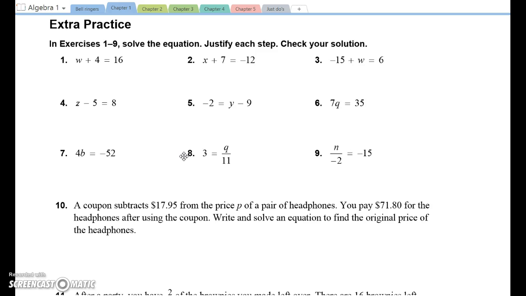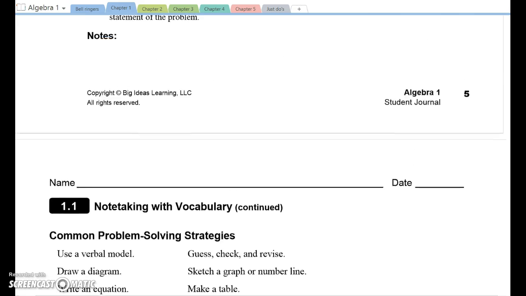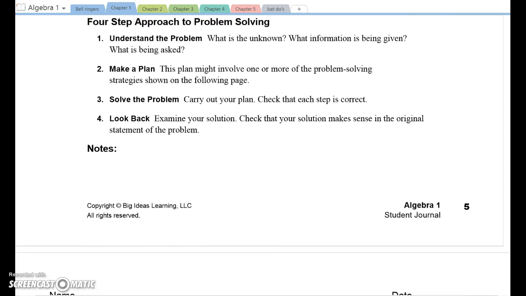So we need to undo positive 4. So to make positive 4 become 0, you need to subtract 4. So I'm going to subtract 4 from both sides. Okay, so 4 minus 4 gives you 0. So of course W needs to be 12. And let's plug it back in. If I plug in 12 here, does 12 plus 4 give us 16? Yes, it works. So remember, you're going to check your solution. That's one of your problem solving strategies, I believe. It's definitely one to look at, number 4, to look back, examine your solution.